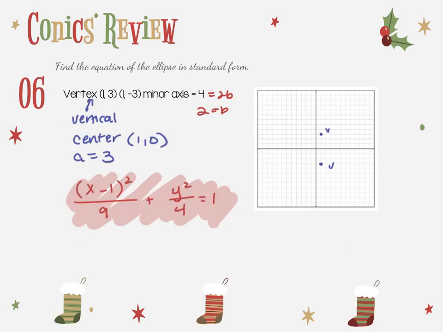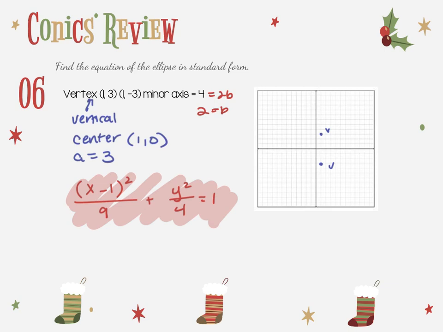And the last one is the opposite. It gives you the information, and you find the equation. So the vertices are (1, 3) and (1, -3). After you plot that, you already know it's vertical. You know your center is halfway between them, which would be (1, 0). And you know your a is 3.